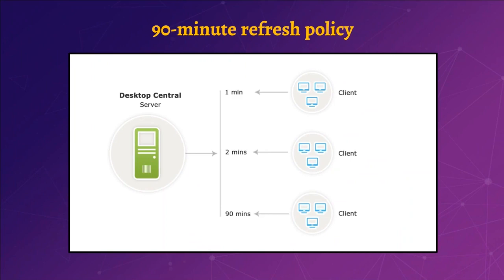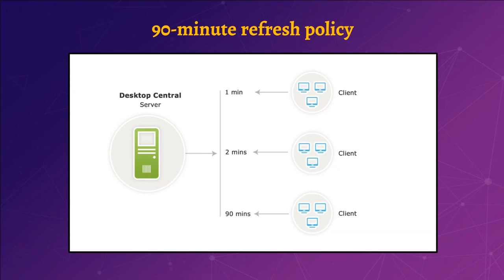The agent-server model is used in Desktop Central. The agent contacts the server once in 90 minutes. We have a standard 90-minute refresh policy. Now, what is this 90-minute refresh policy? Imagine you have 90 machines, or 900, or even 9,000.